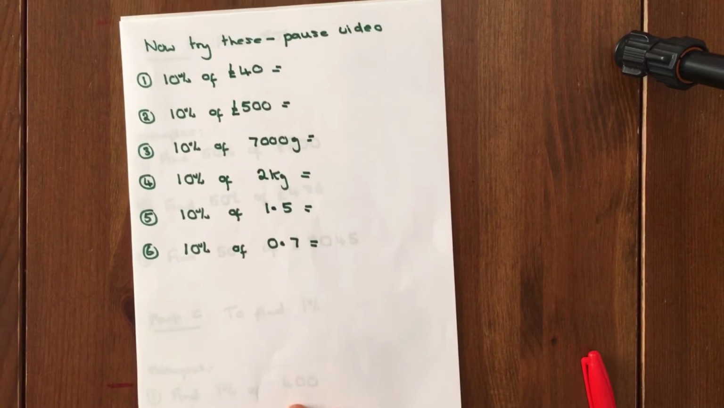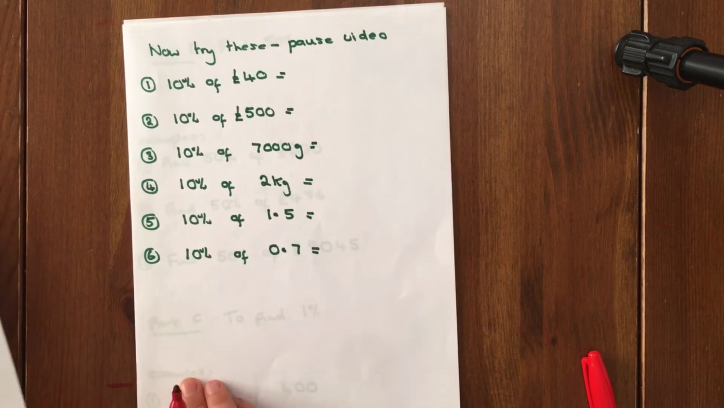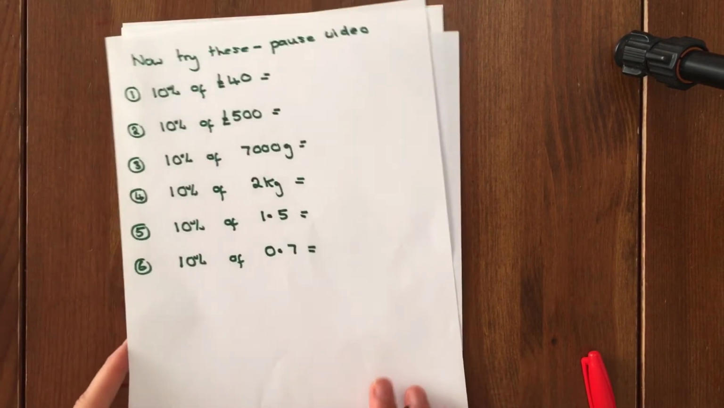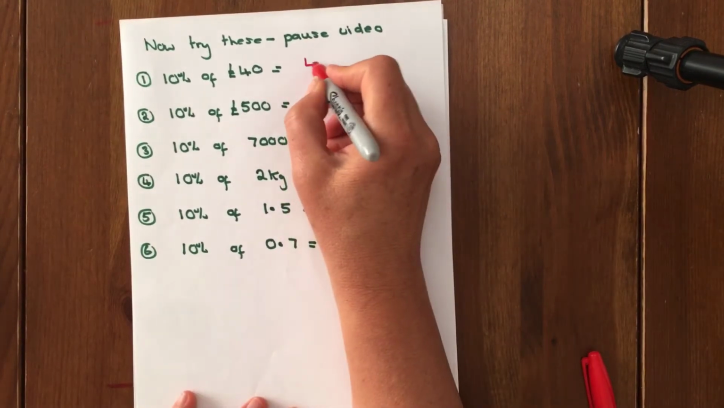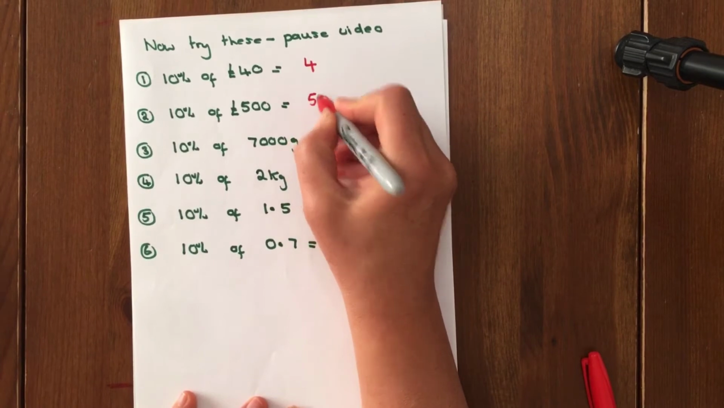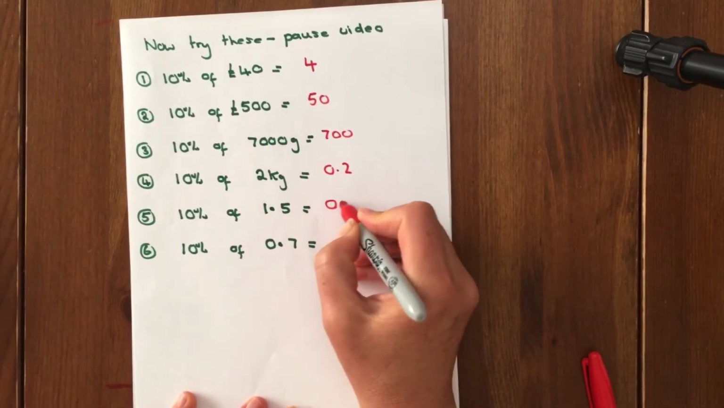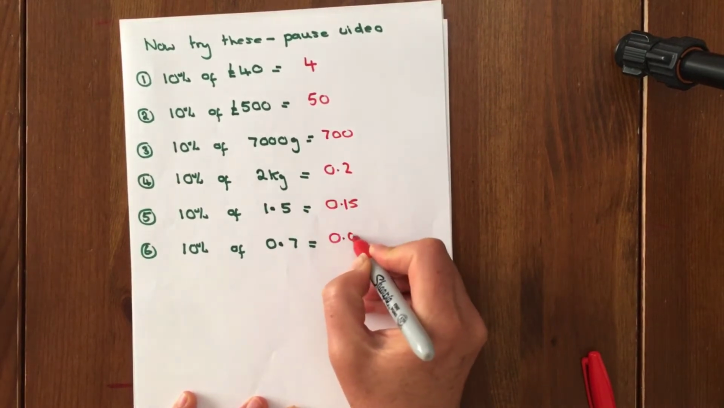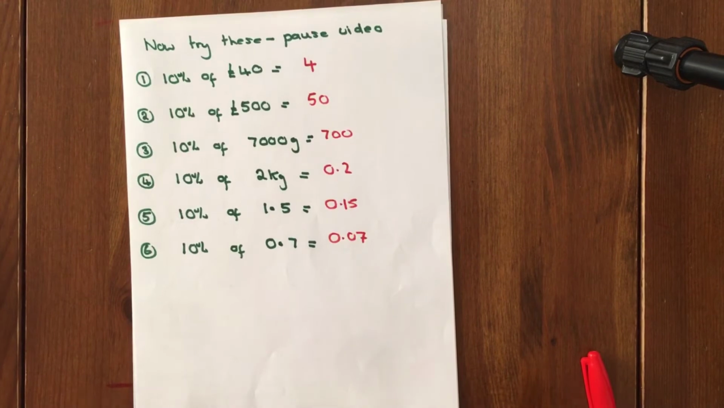So I would like you now to pause the video, have a go please at these 6 questions on dividing by 10. Okay, so here are the answers. Divide by 10 each time. I haven't put my units in, but you can put your units in there to get the answers.